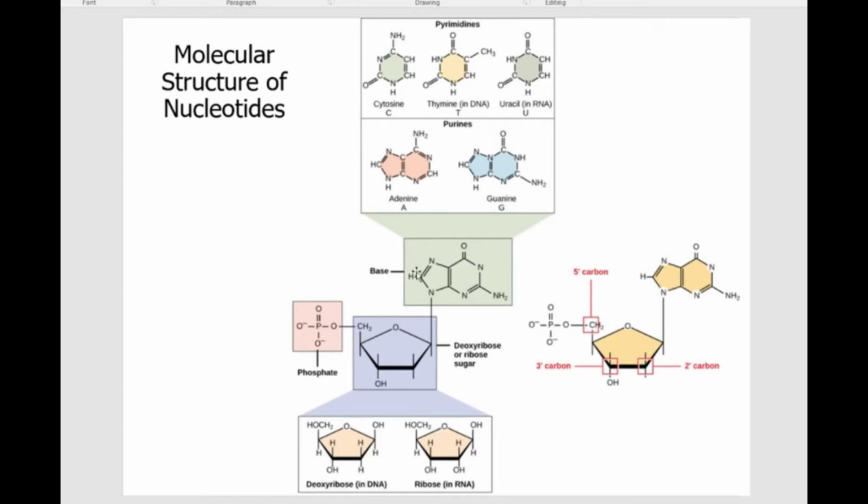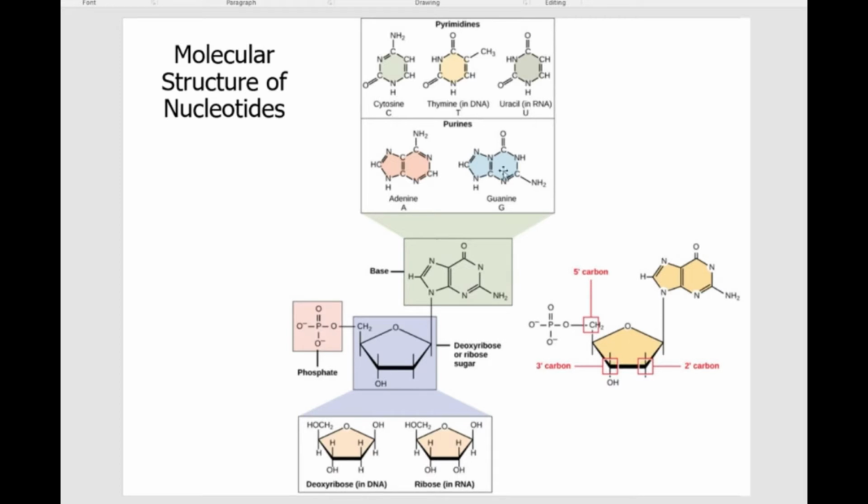Now, when you look at the nitrogenous bases, here it shows you 5 nitrogenous bases. Now, you only have 4 in DNA and 4 in RNA, and that's because in DNA you have thymine, but in RNA, thymine is replaced by uracil. So there's no thymine, but instead you have a uracil. So you have 4 nitrogenous bases in DNA or RNA.